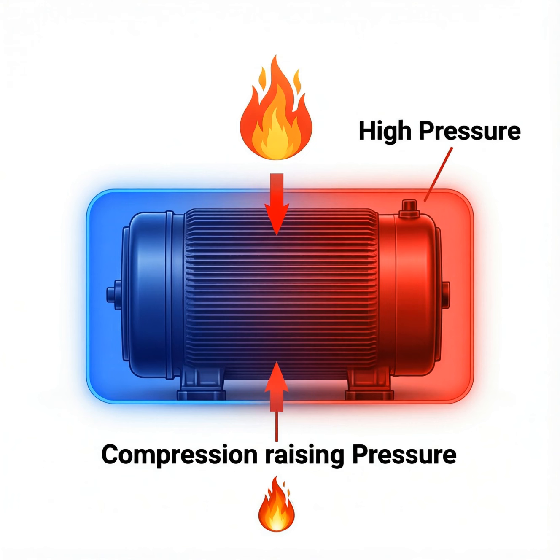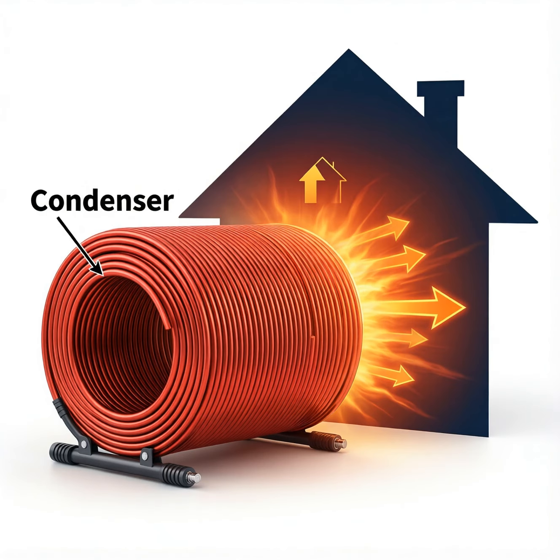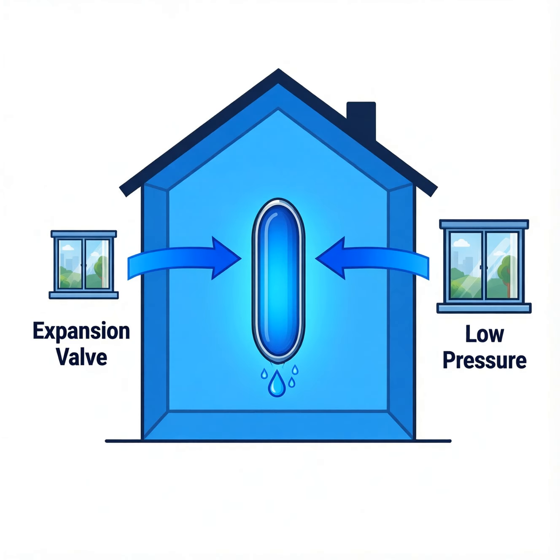Each cycle repeats automatically, pulling heat from your living space continuously. The system stays balanced because pressure differences drive the refrigerant's motion. Heat is transferred out of the home, while the refrigerant cycles through the loop. Thus, the air conditioner keeps the indoor temperature steady and comfortable.